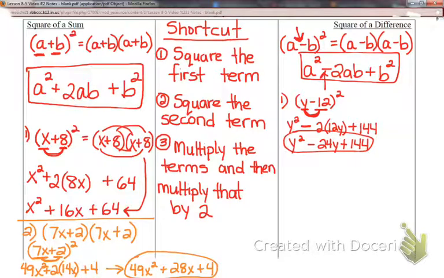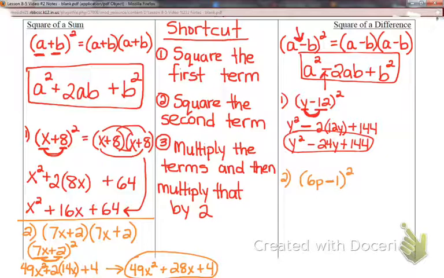Okay. The second example of this one that I want to do with you is 6p minus 1 squared. So this is the square of a difference. We have a difference here that's being taken to the second power. So that's why it's, again, called the square of a difference.